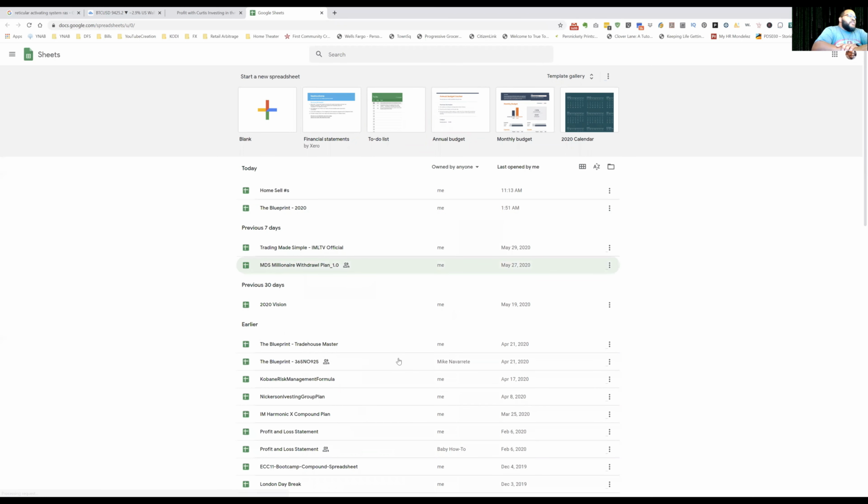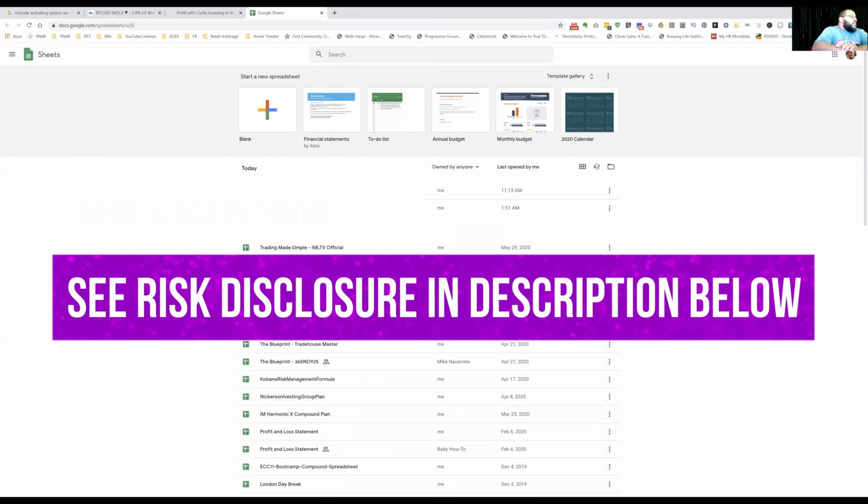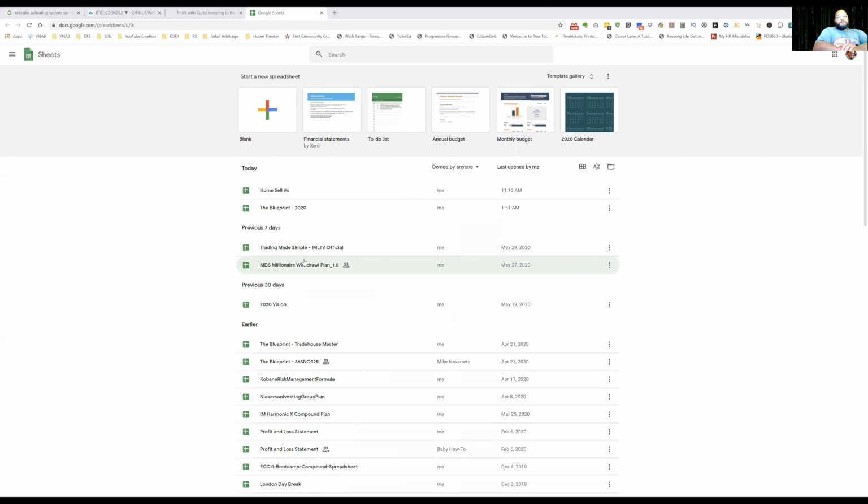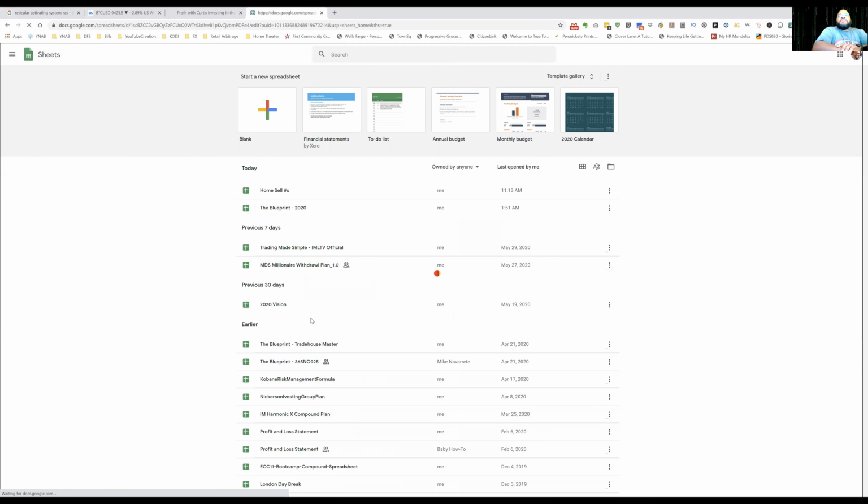So we have this spreadsheet in our group. It's called the MDS Millionaire Withdrawal Plan. Again, it's not an income claim. This is a target, a goal that we have when it comes to our trading. If I click on it, you're going to see it load up here eventually. There you go.